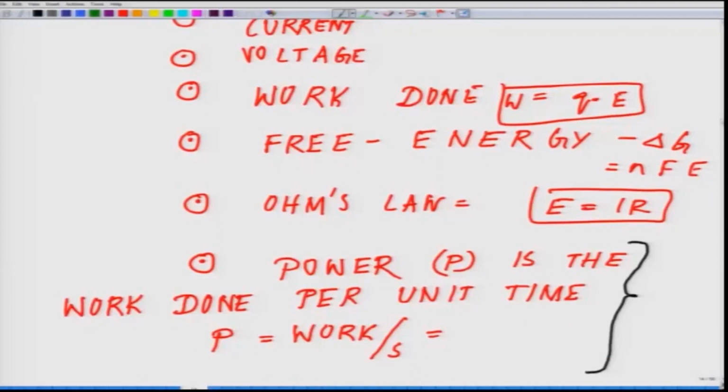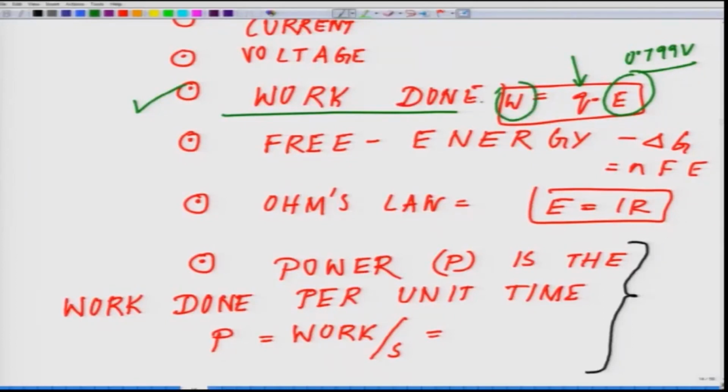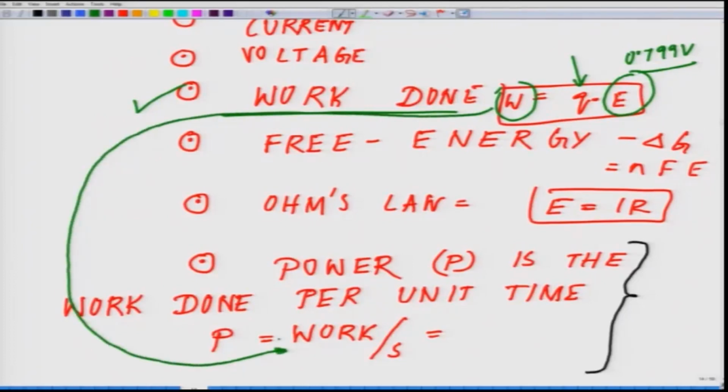Here it is, work done, you remember? So now if you know the E, which is in volts, say for example 0.799 volt, and if you know the charge on the electron and how many electrons are moving, then you can calculate what will be the work done. So see, all these basic formulae are coming back into place. Now if you know the work done, you can calculate the power: work done per second. That will give you the power of the cell.